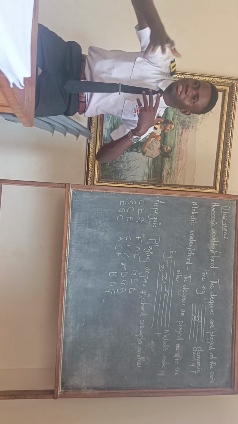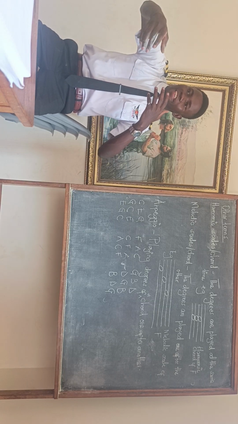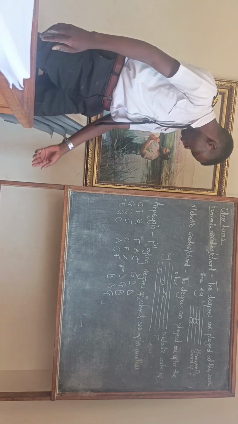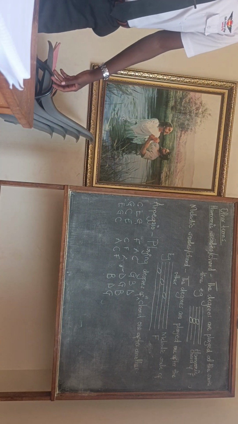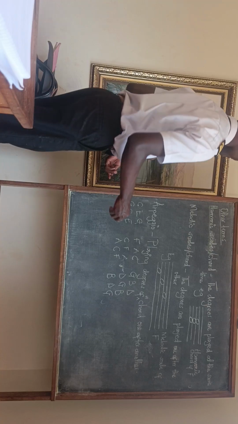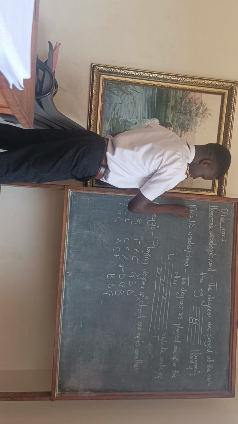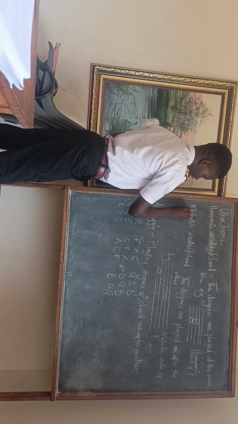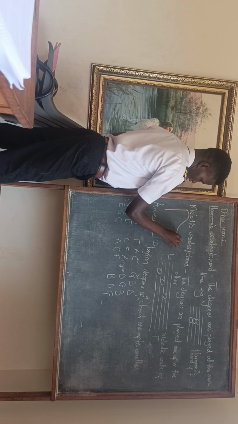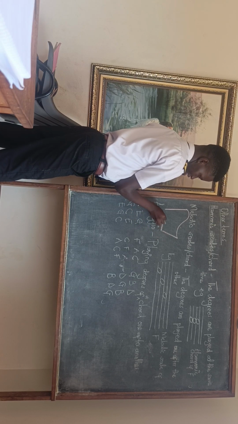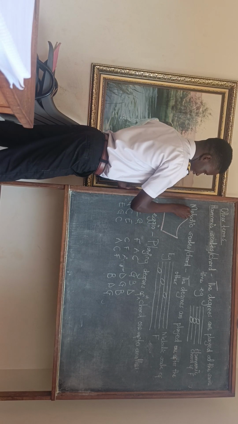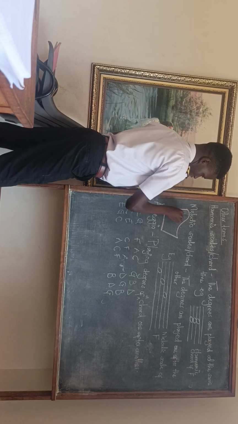And it has many strings too. Yeah, a harp kind of looks like this. I don't know if I can draw it very well. It is big, like that, and it has strings.